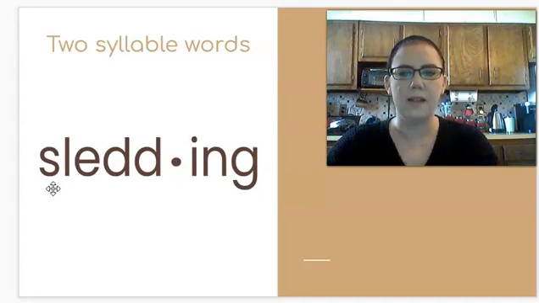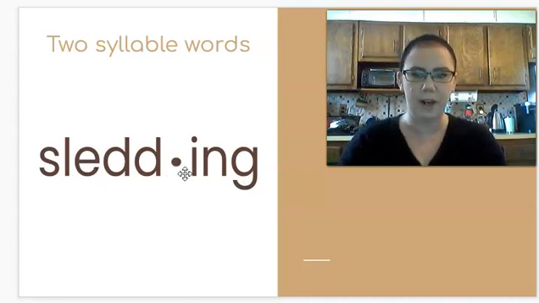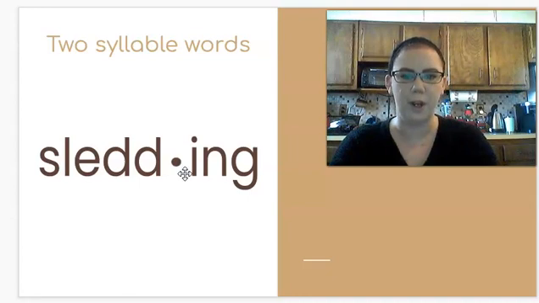Ing. Sledding. So you read the first chunk and then the second chunk, then put those two together to read the word. When you're writing these words, you don't need this little dot here. That's just to show you for now where the chunks are. That won't always be there.